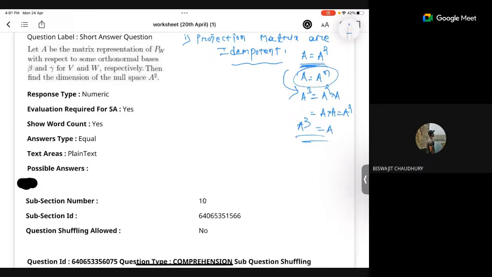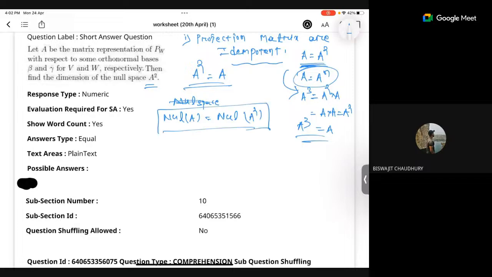So if it is idempotent, the null space of A square is basically the same as the null space of A. The dimension of the null space, that means nullity of A, is equal to nullity of A square. Just remember this property here. It is also taught in the lecture. Okay, is it clear to everyone?